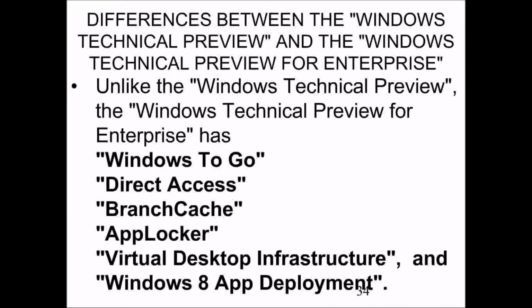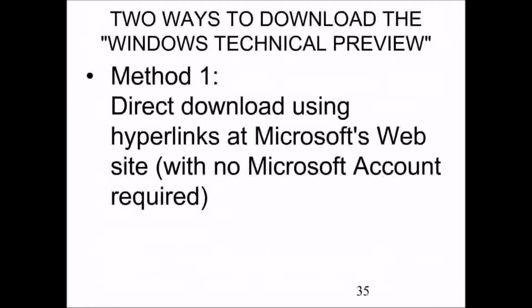So the only thing that really concerns you will be Windows to Go, which is the topmost capability, the ability to make a bootable hard drive, which you can do with Windows Technical Preview for Enterprise. I actually have a complete presentation about how you can make a bootable hard drive to boot up other computers from inside the Windows Technical Preview for Enterprise. That's an interesting way to try out Windows Technical Preview.